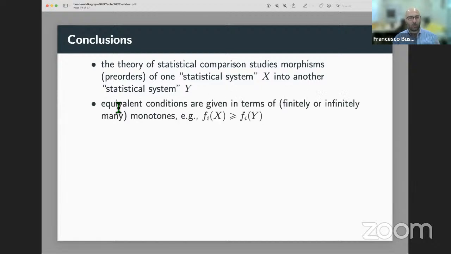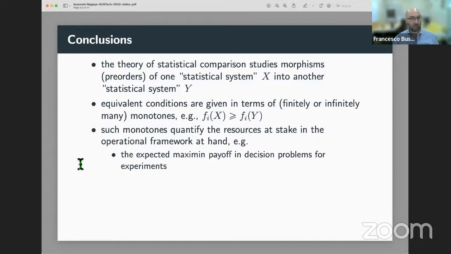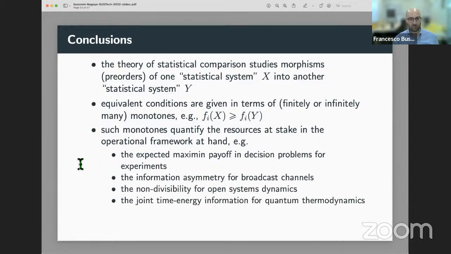Then equivalent conditions are given in terms of finitely or infinitely many monotones, like this. So this is exactly the core of the theory of statistical comparison. The theory of statistical comparison is the theory that tries to find monotones that characterize preorders. And such monotones then naturally quantify the resources at stake and the operational framework at hand. For example, the expected maximin payoff in decision problems, or the information asymmetry for broadcast channels, or the joint time-energy information for quantum thermodynamics.